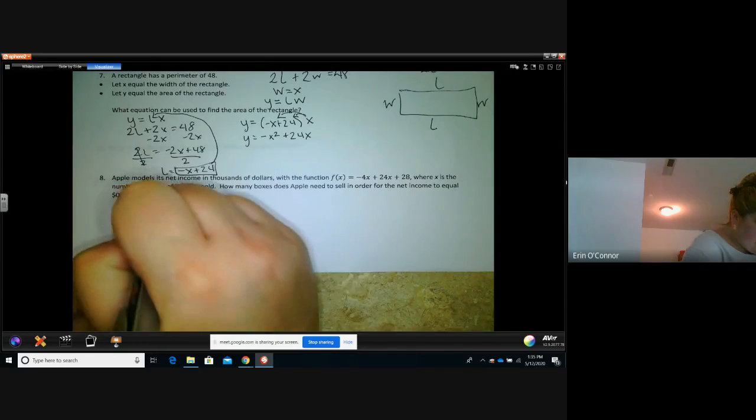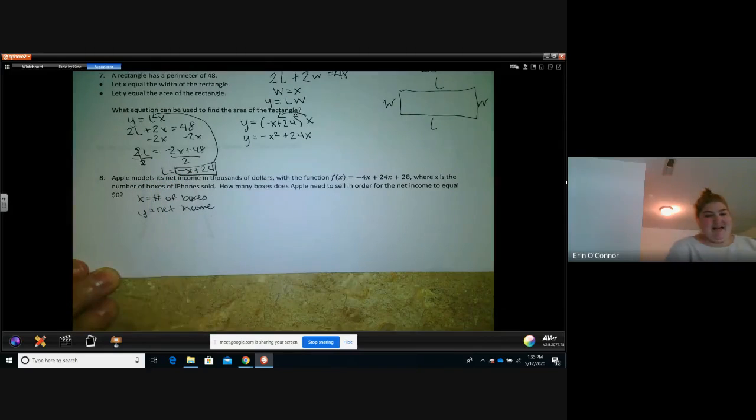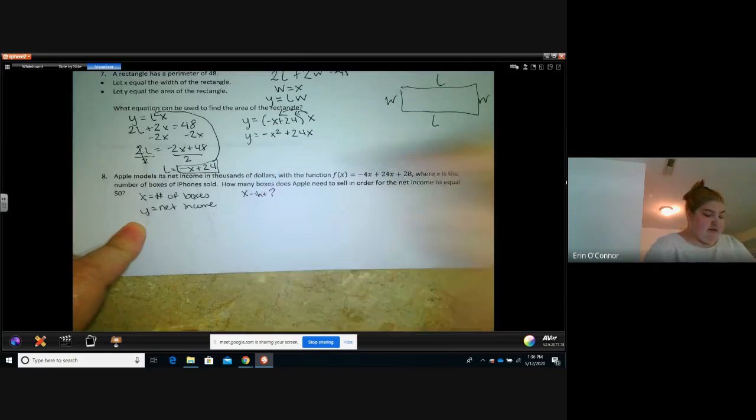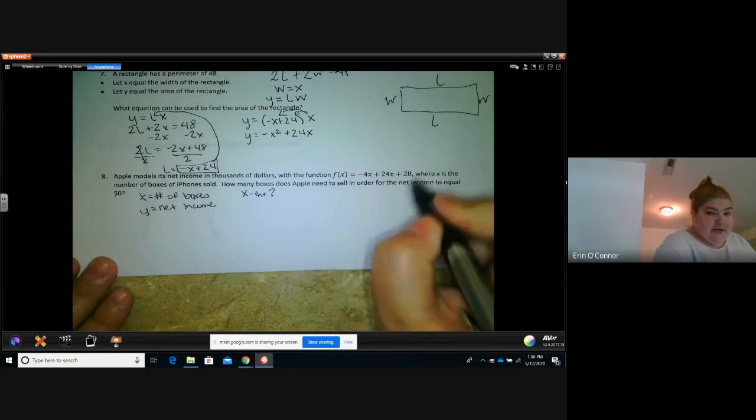And y then is the net income. That being said, I need to know when y is 0. If I'm looking when y is 0, I need to find the x-intercept. To do that, we factor. Or you can put it into Desmos, but again, you might not always have that. So let's factor this. First of all, we're going to take out the GCF.